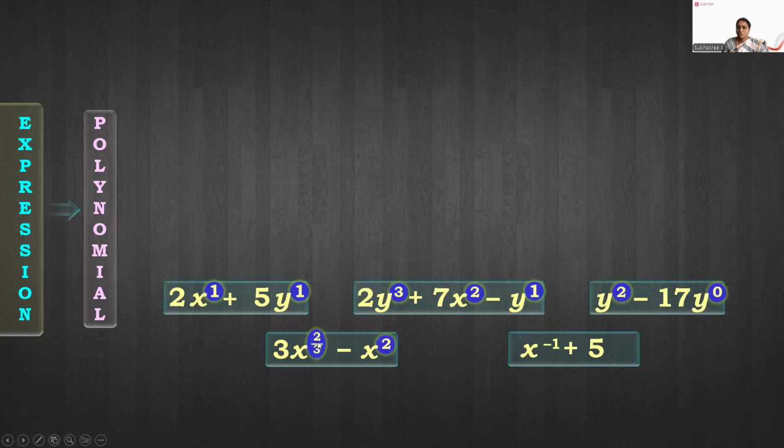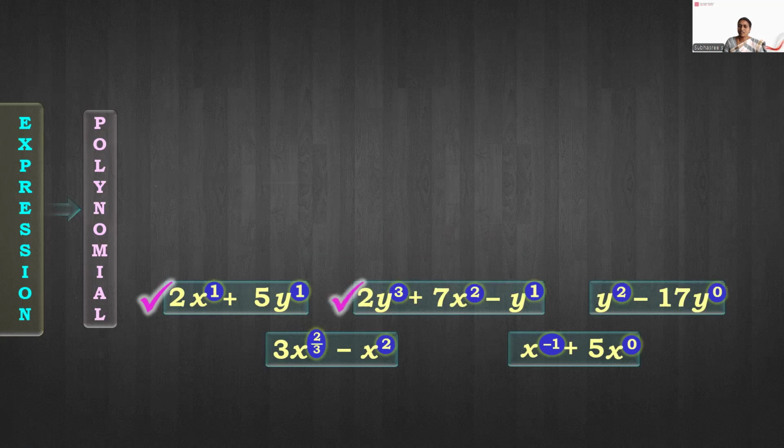Here also 2 by 3, 2. Here minus 1. Before, for the question we saw, minus 17 has degree 0. What about plus 5? It is also 0. Clear? Now 0, 1, 2, 3, 4, 5, all these whole-number values are called the degree. That is considered a polynomial. Okay? Clear? So now you can identify what is a polynomial here.